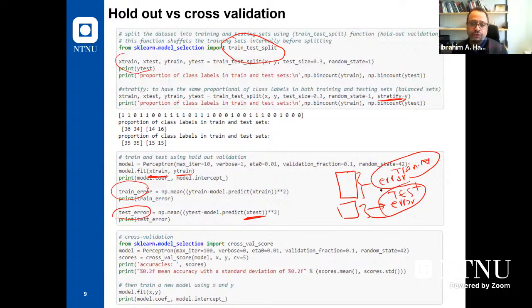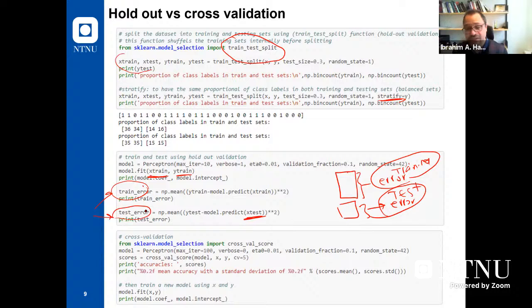So after training your model using holdout validation, we will get the training error and the test error, right? If the training error is very small and the test error is very small, this is very good. But if the training error is very small and the test error is very high, it means my model has memorized my data points and it overfit my training set. So we can discover if my model is overfitting or not from those two numbers. Those two numbers are very, very important.